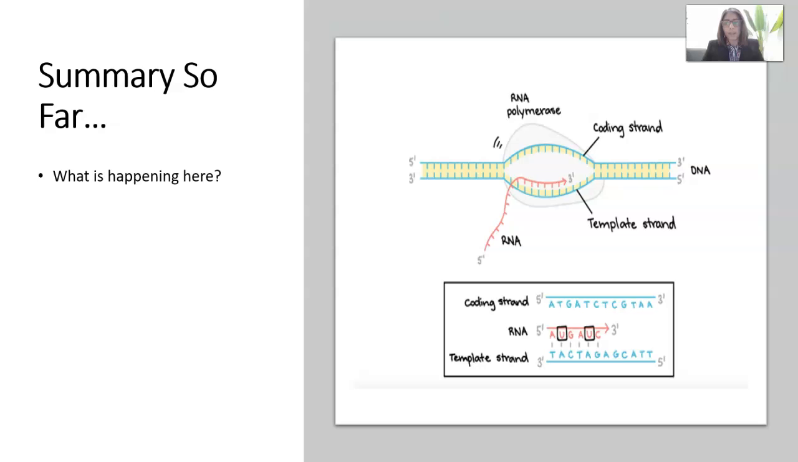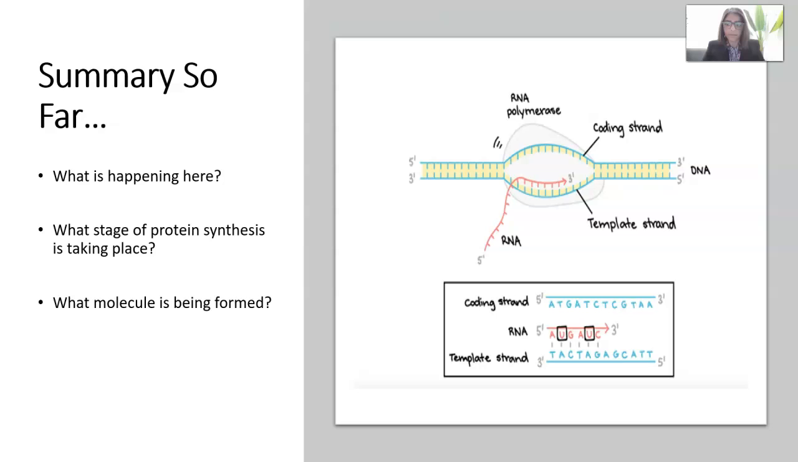Moving along from that, I would like you to look at this diagram here and explain, write down, discuss with someone else what is happening and what stage of protein synthesis is taking place. What molecule is being formed, and can you explain the difference between the coding strand and the template strand?